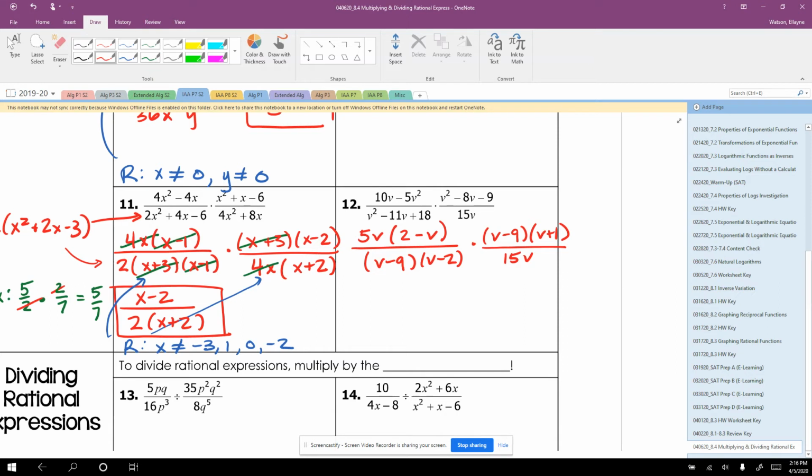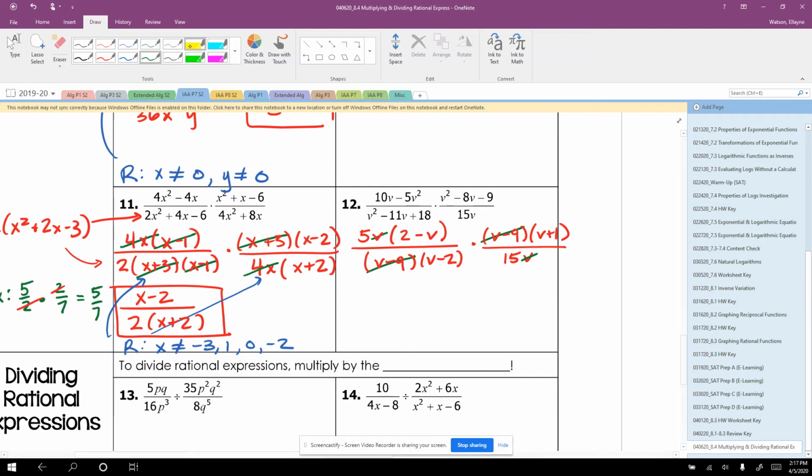Okay, let's see what we can cancel out. We have a v minus 9. V minus 9, v minus 9 cancel out. You can also cancel out this v, this v. We'll simplify the 5 over 15 in just a minute.